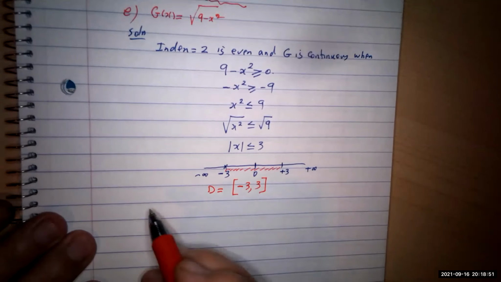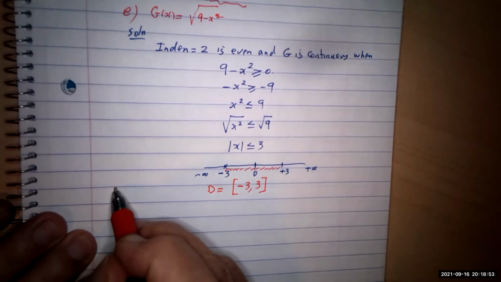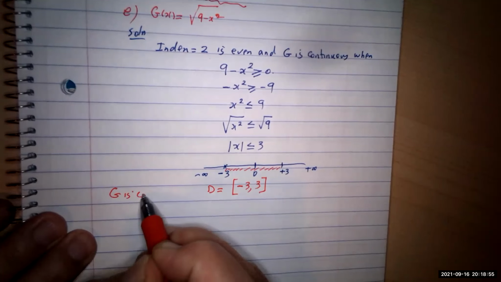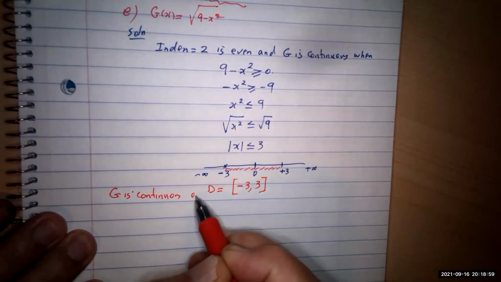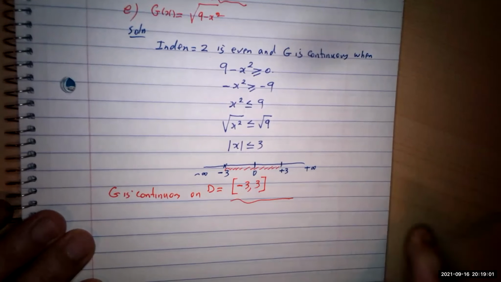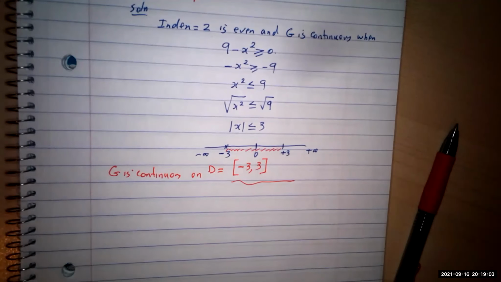So this is going to be the domain of the continuity. Okay, so we can say that G is going to be continuous on this interval, the closed interval of negative 3 and positive 3. Any question?